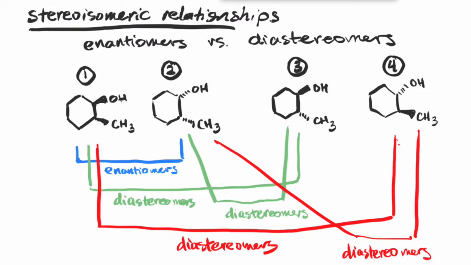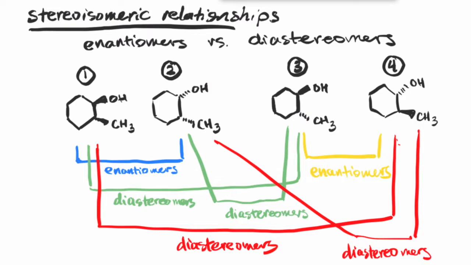And then lastly, what is the relationship between molecule number 3 and molecule number 4? Were you able to convince yourself that if you did a pancake flip of one of these molecules, they will be mirror images of each other? Great. So they are mirror images of each other, but they are non-superimposable stereoisomers. So they are enantiomers. So there we have it. That's the entire map of the relationships of these stereoisomers. And hopefully that example illustrates to you the difference between enantiomers and diastereomers.